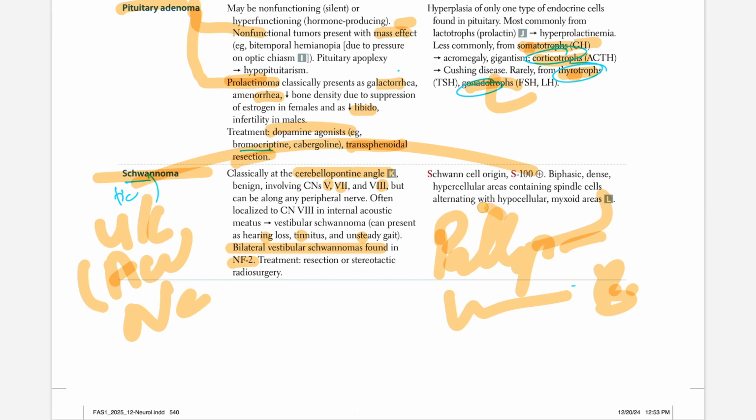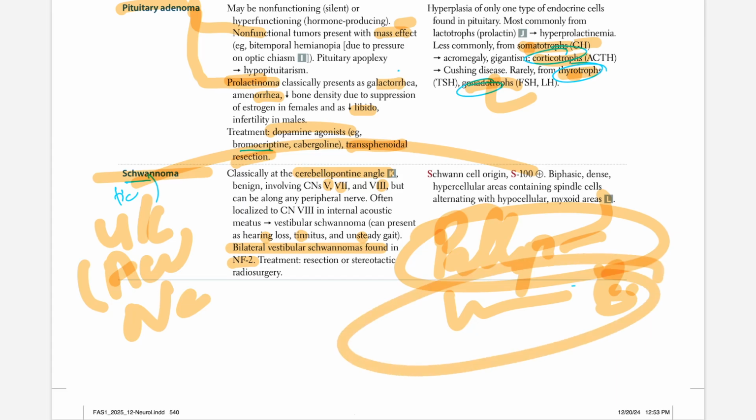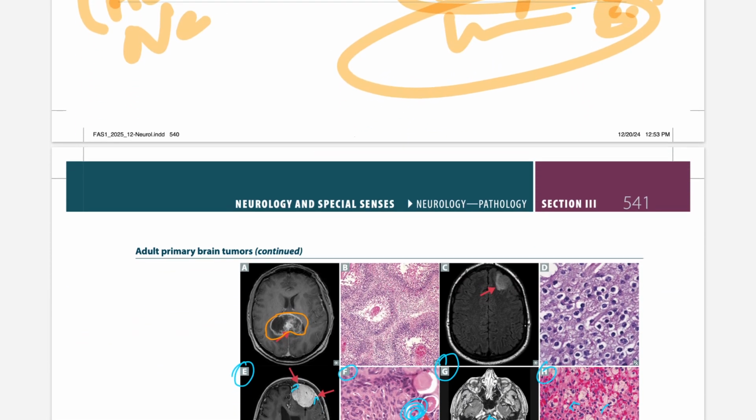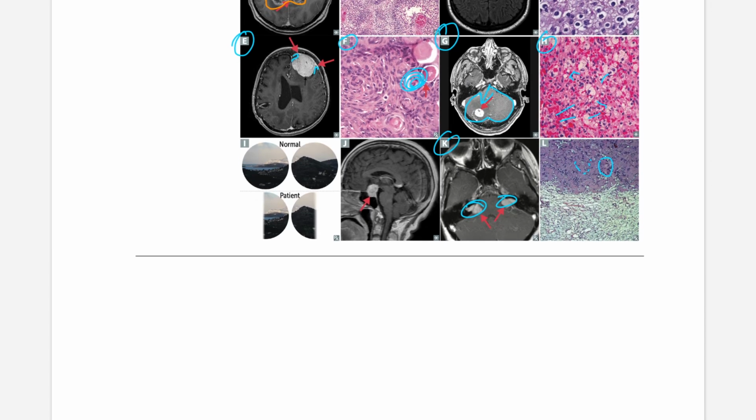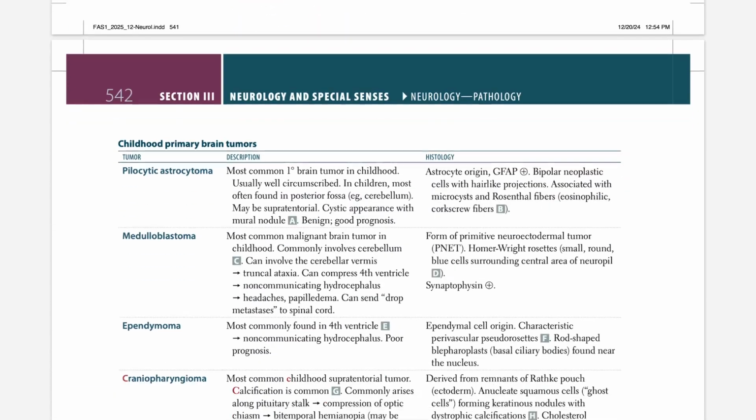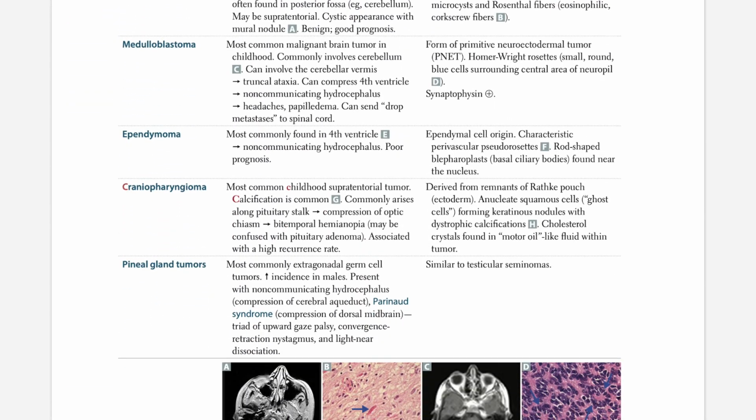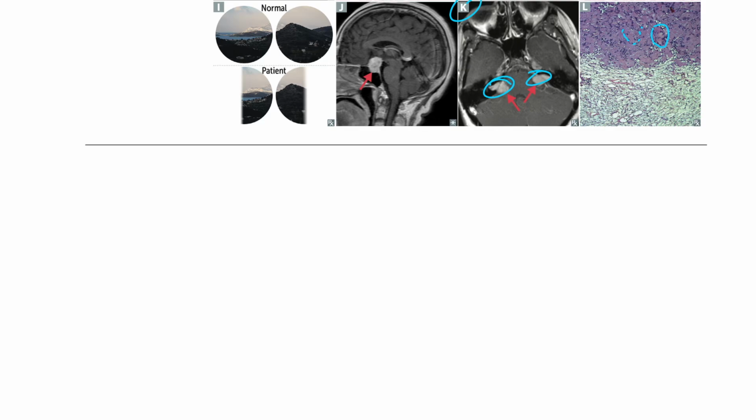And it's actually palisading cells with Verocay bodies. And that is all for primary adult tumors. Let's mention two extra that we have, the primary CNS lymphoma. I'm sure they're going to be mentioned somewhere else, so we'll just briefly touch on it here.